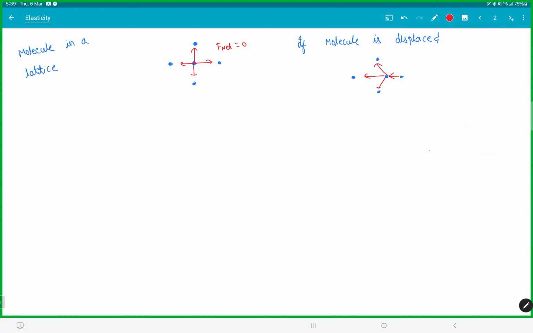Can you see what happened? The molecule will try to come back to the natural position. So when the molecule is displaced, the net force will try to restore it. It will try to bring it back to the natural state. The net force will be towards the initial position, or you can say the mean position.